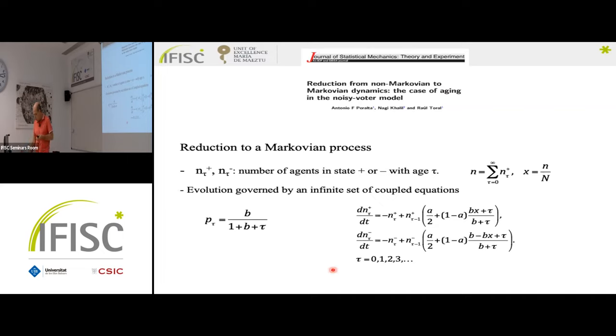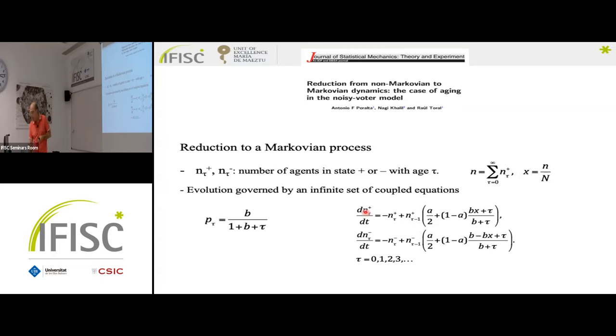You can do a lot of mathematics, which is not that simple, but you can do that. And then what we do is we want to reduce that to a Markovian process. So we have the evolution of the number of agents which are in the plus state and have an internal time tau, the evolution of the number of agents in the state minus with a time tau, and this is coupled to the total number of agents in the plus state.